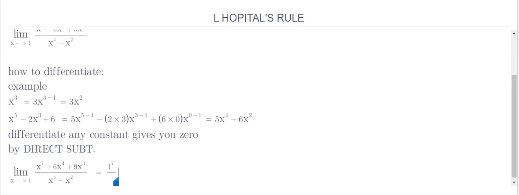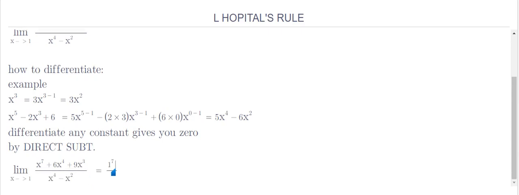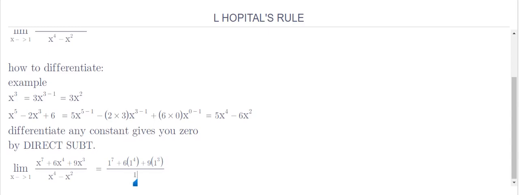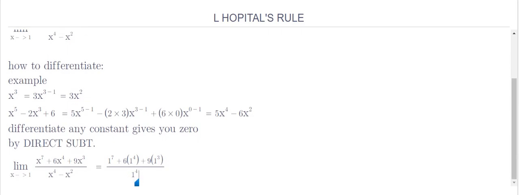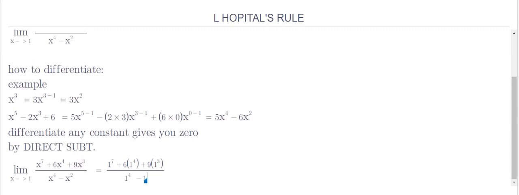So we are saying we are going to be having 1 raised power 7 plus 6 multiplied by, so into bracket, 1 raised power 4, then plus 9 into bracket 1 raised power 3, then denominator 1 raised power 4, and then we will be subtracting 1 raised power 2.